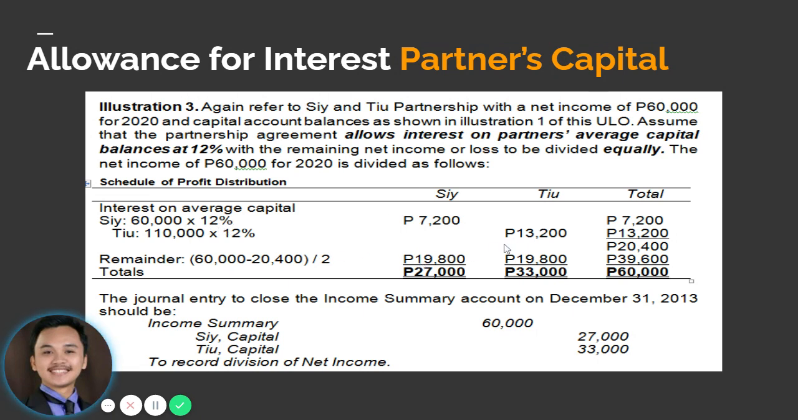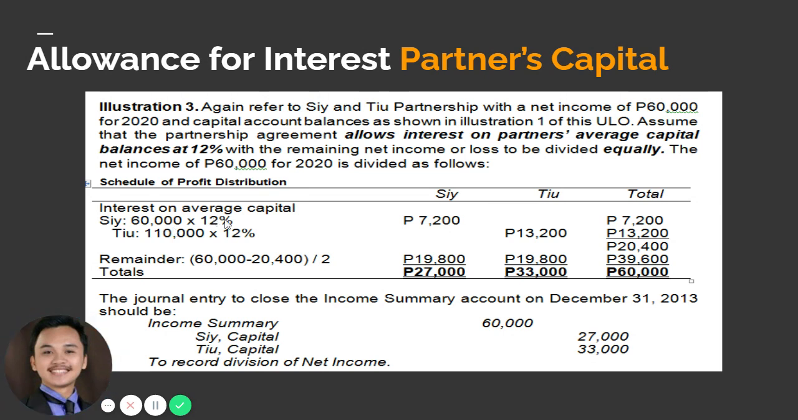And then if there's remaining in the partnership net income, such partnership income will be divided depending on the agreed ratio or allocation to the partners. So according to this illustration, it will be divided equally man daw. So therefore, the distribution of the 60,000 net income will be as follows. So first, we will give C and Chu interest on average capital.